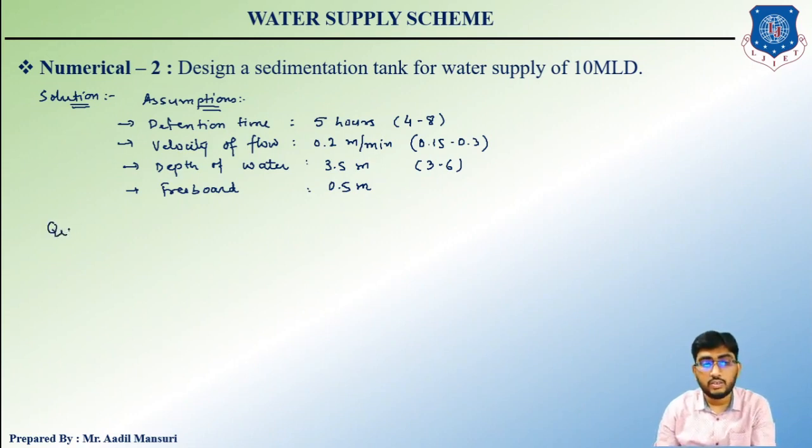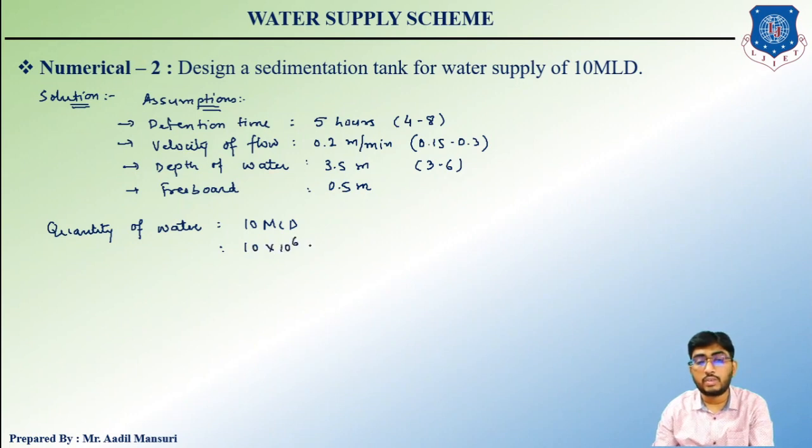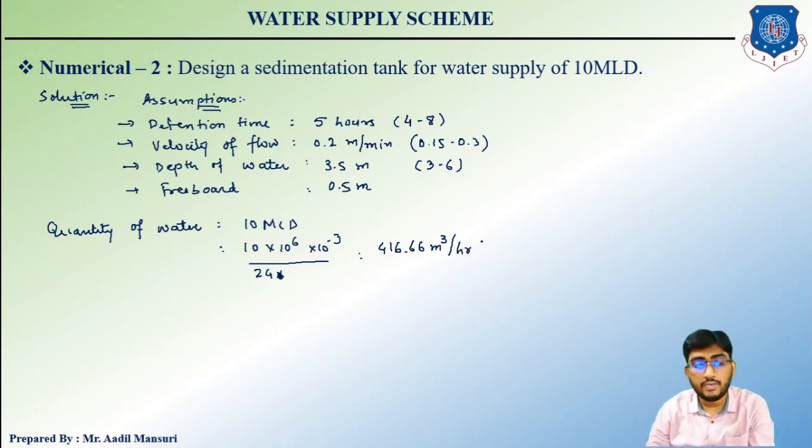So first thing, quantity of water, this will be equal to 10 MLD. So convert it into meter cube per hour. So 10 into 10 to the power 6 into 10 to the power minus 3 divided by 24, right? So this will be equal to 416.66 meter cube per hour. So this is the quantity of water to be discharged per hour.